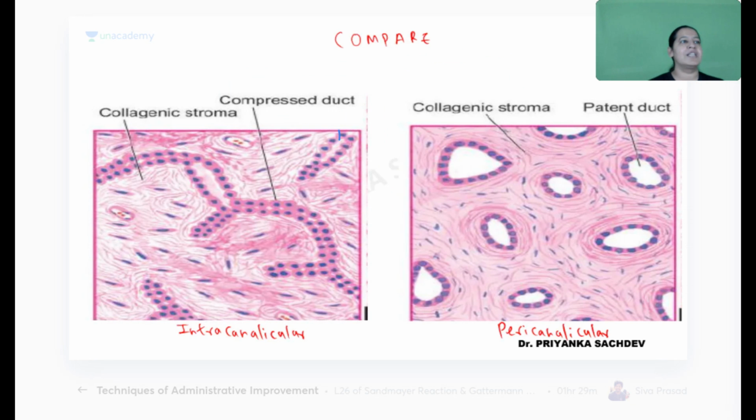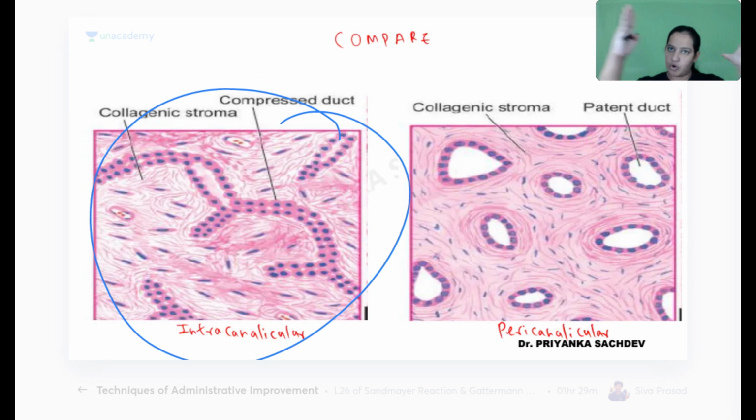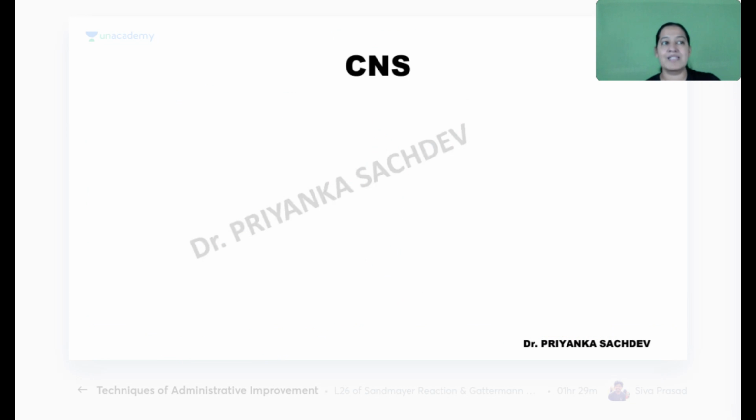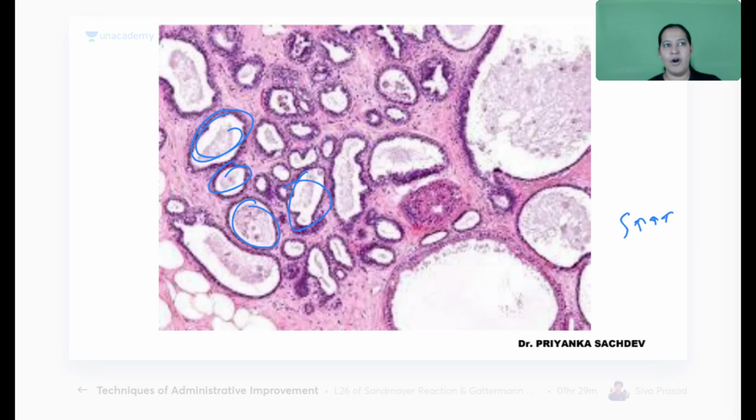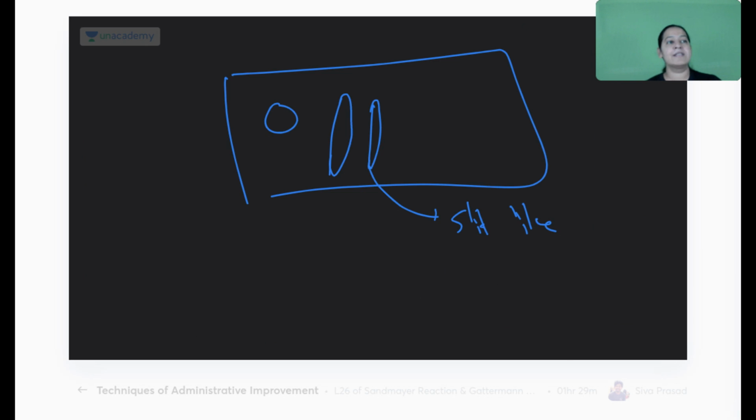Give me a thumbs up. So see the first diagram. All the glands, they got compressed. They become slit-like. See here, because the background stroma is compressing it. Have you got it? So this is normal and this is fibroadenoma.